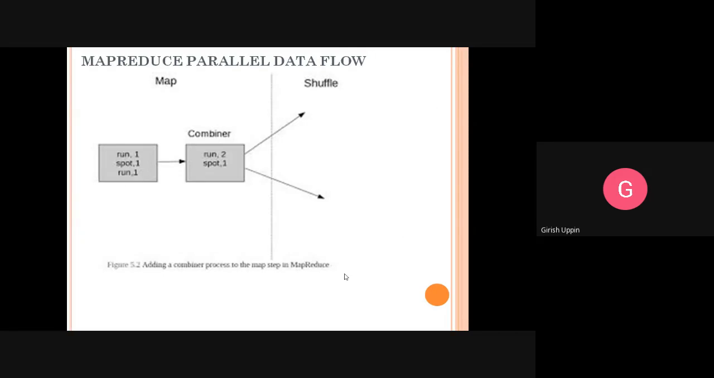So in this MapReduce example, we include a combiner before giving the data to the shuffle stage. We have the mapper output: run comma 1, spot comma 1, run comma 1, which is combined into run comma 2, spot comma 2. Similarly, we will have all the mapper and combiner outputs, and the combiner output will be given to the shuffle stage. So the amount of data that is given to the shuffle stage will reduce if we have a combiner.